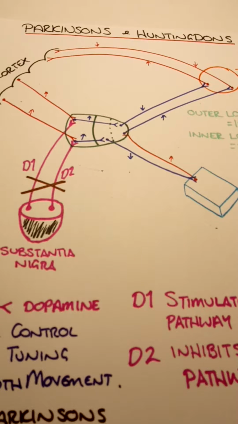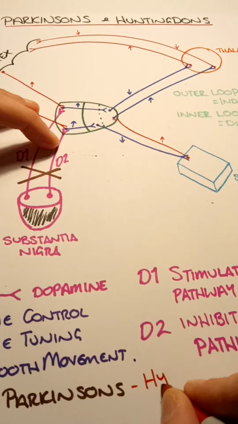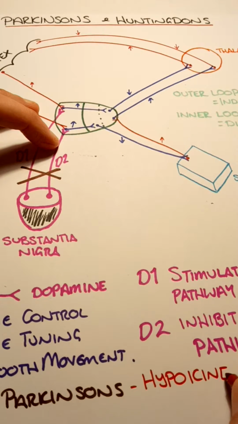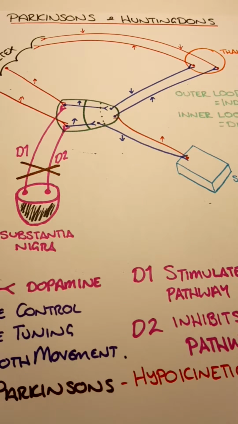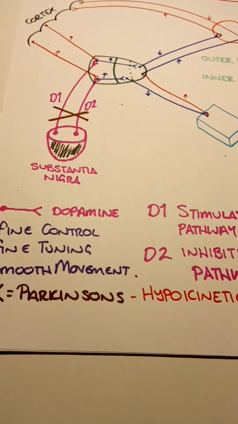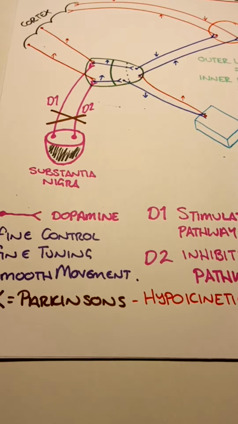So Parkinson's is known as a hypokinetic disorder. Hypokinetic disorder. Okay, so there is less movement. Parkinson's is a hypokinetic disorder, and it affects this dopamine pathway.